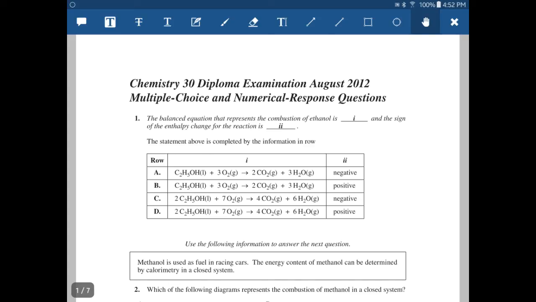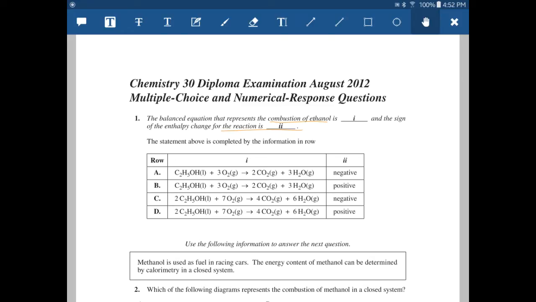Now going to take a look at some practice diploma questions for the thermochemistry unit. So let's take a look at question number 1. This says the balanced equation that represents the combustion of ethanol is blank and the sign of enthalpy change for the reaction is blank. Now there's a few things we need to keep in mind.